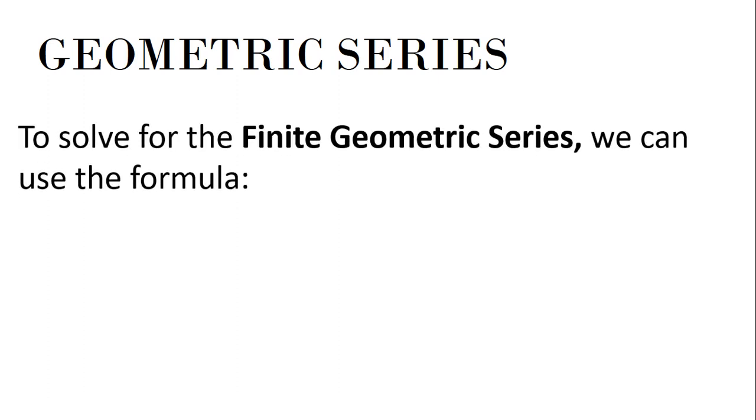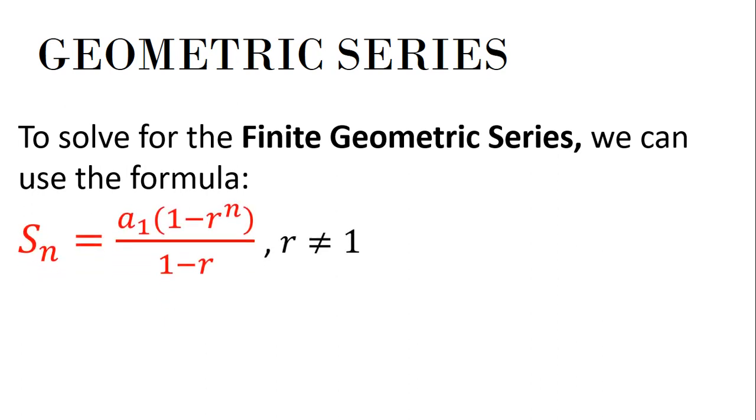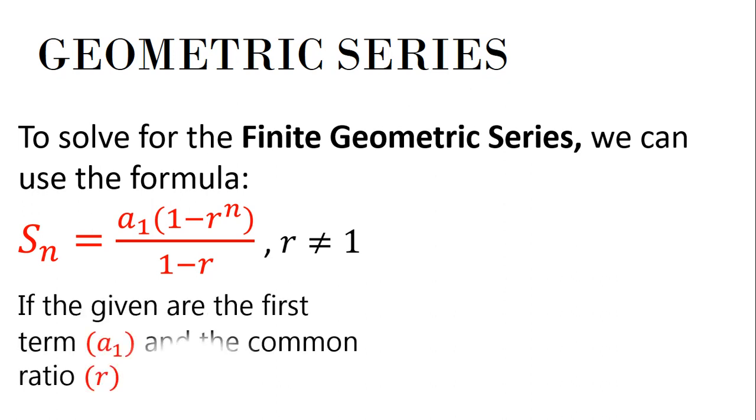Geometric series, meron tayong formula. So, una, yung finite geometric series. S sub n is equal to A sub 1 times 1 minus R raised to n over 1 minus R, if R is not equal to 1. So, gagamitin natin yung formula na to kapag yung given ay yung first term o A sub 1 at yung common ratio o yung R.